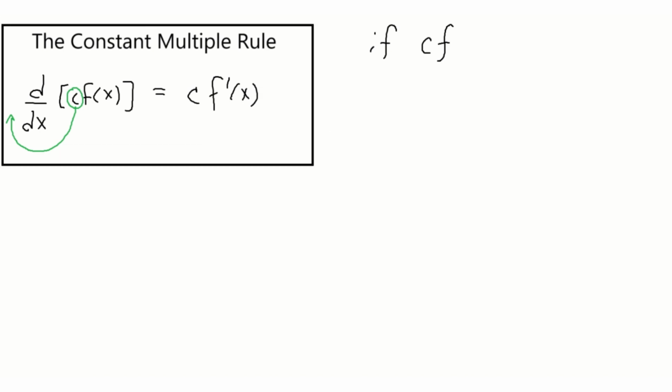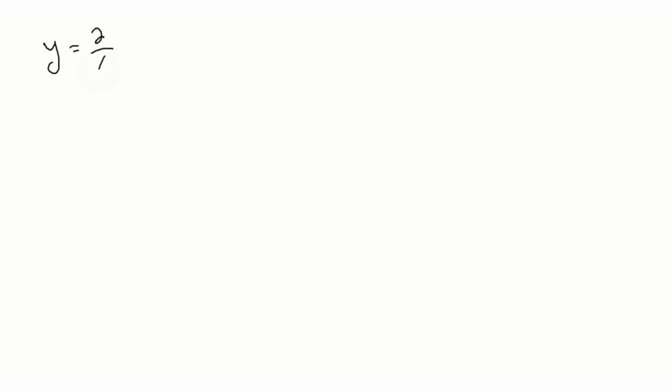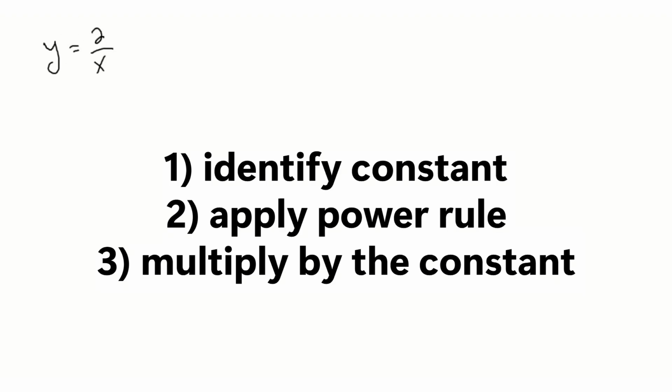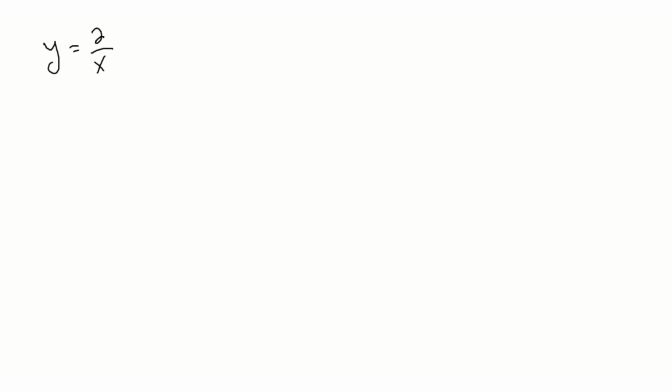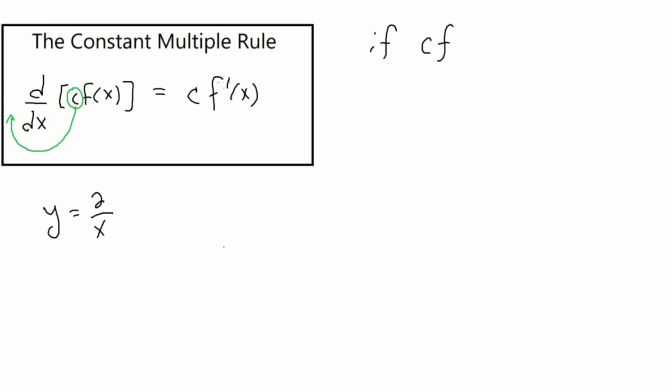Let's go straight to examples and apply this rule. In each of these examples, identify the constant, apply the power rule to the variable part, and then multiply that by the constant. Find the derivative of y equals 2 over x. First, rewrite this into a format that matches our definition. The derivative dy dx. Now let's rewrite our function as 2 times x to the negative 1. That's following exponent rules. Now we have our function that matches the format in the definition.